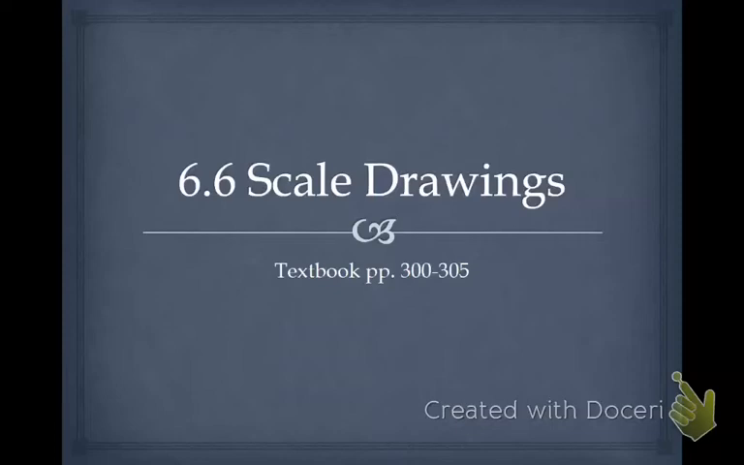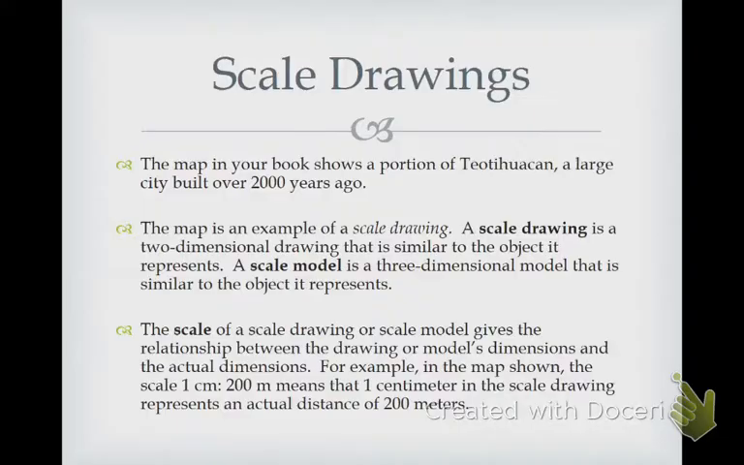So today we're in section 6.6, scale drawings, learning about two different types of scales. One of them is a scale drawing, and that's two-dimensional. The other one is a scale model, which is three-dimensional. A scale drawing would be like a blueprint of a house. A scale model could be something like the Statue of Liberty, the little model airplane, or space shuttle. Those would be scale models.